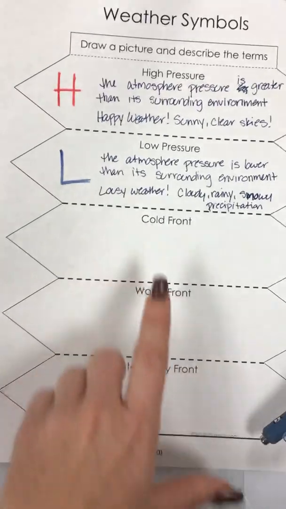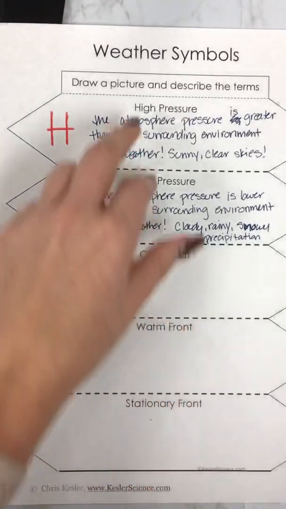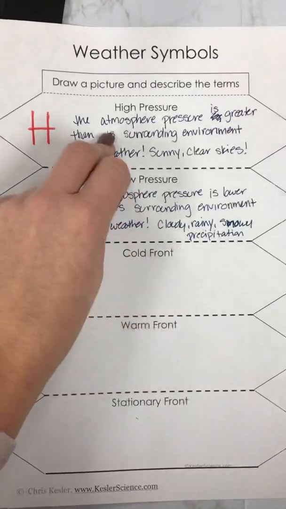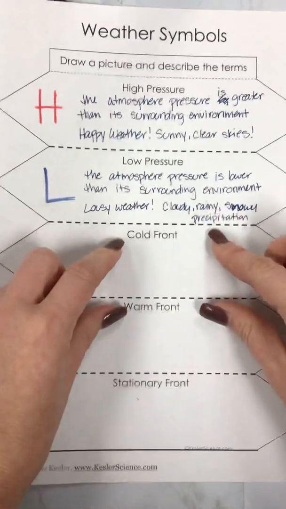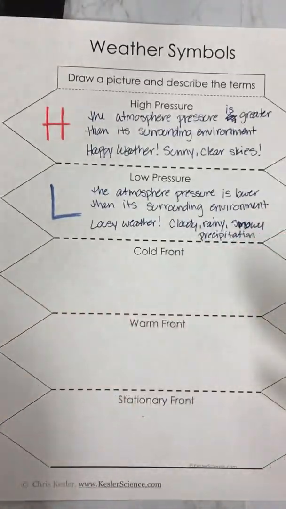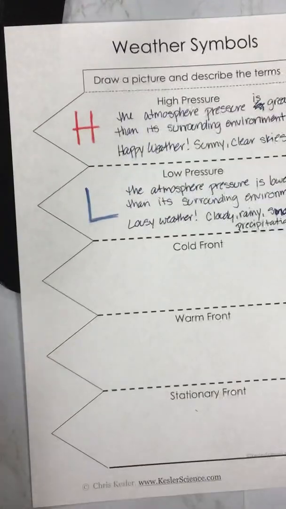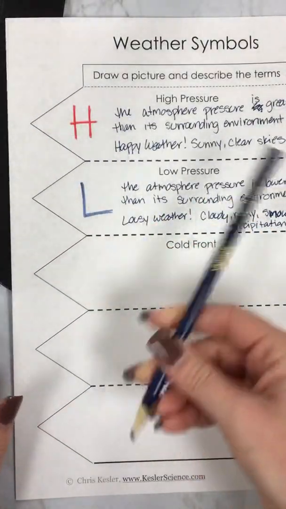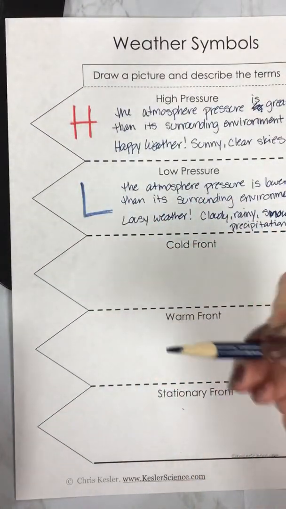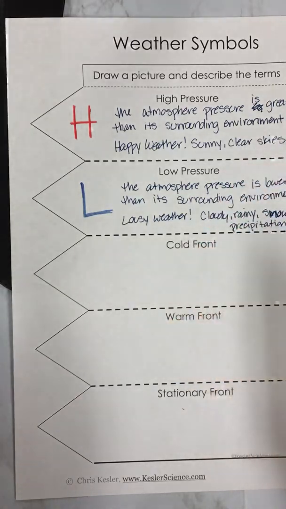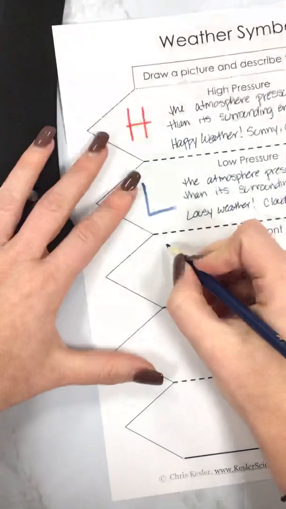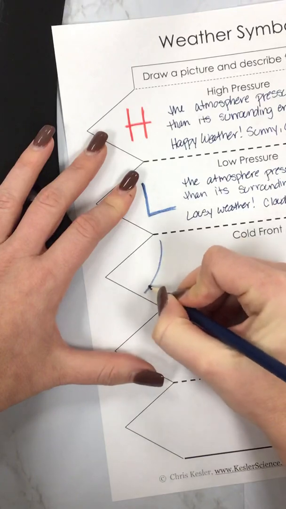So now we're going to move on to fronts. Cold front and warm front. Pressure systems, again, tell us what does it look like outside. Cold, warm, and stationary fronts is what does it feel like outside. So for a cold front, we're going to use our blue colored pencil. For the cold and warm fronts, the color does represent temperature. So not only does it represent temperature, but we have specific symbols.